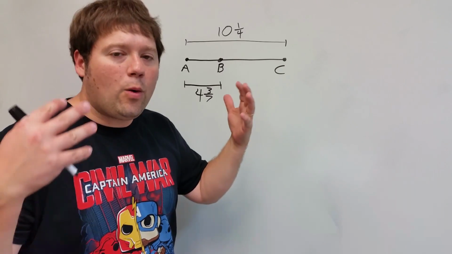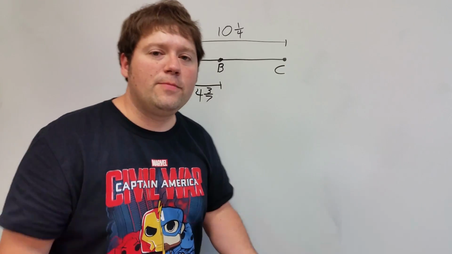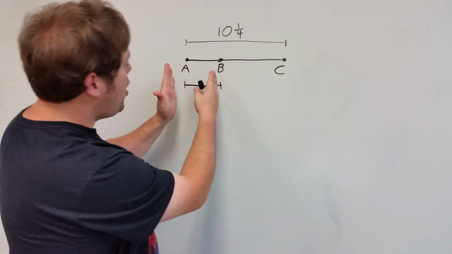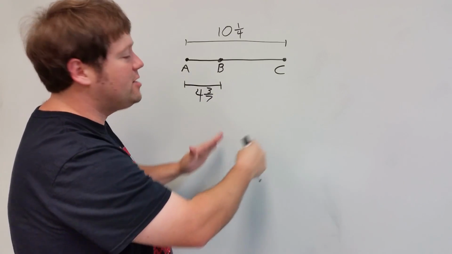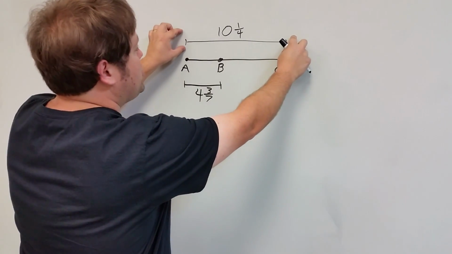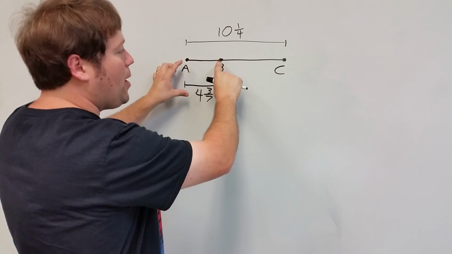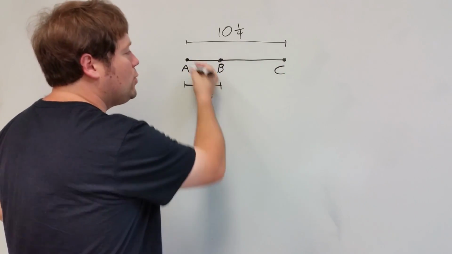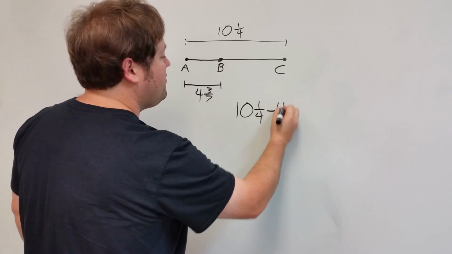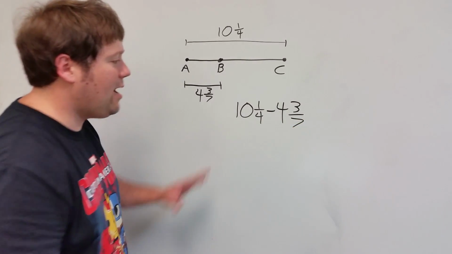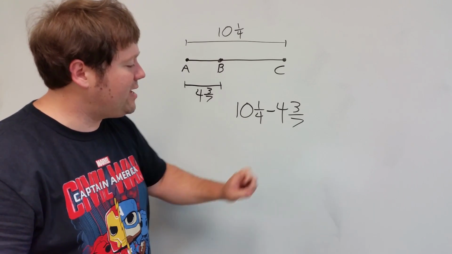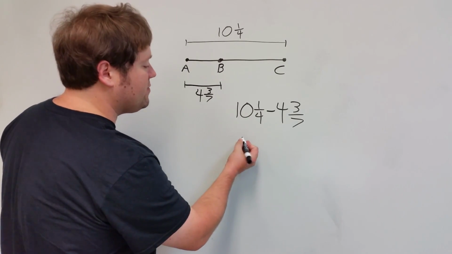And so what we do is we think about what information they've given us and what information they're asking us. They've given us the entire line. They've also given us one part of the line, and they're asking us to find the other part of the line. So to find line segment BC, we take the total and we subtract the other part to find the missing part. So we just set this up as a subtraction problem: 10 1/4 minus 4 3/7. Now, to be able to do this correctly, we need to get a common denominator, just like before. So, from 4ths and 7ths, we use a common denominator of 28.